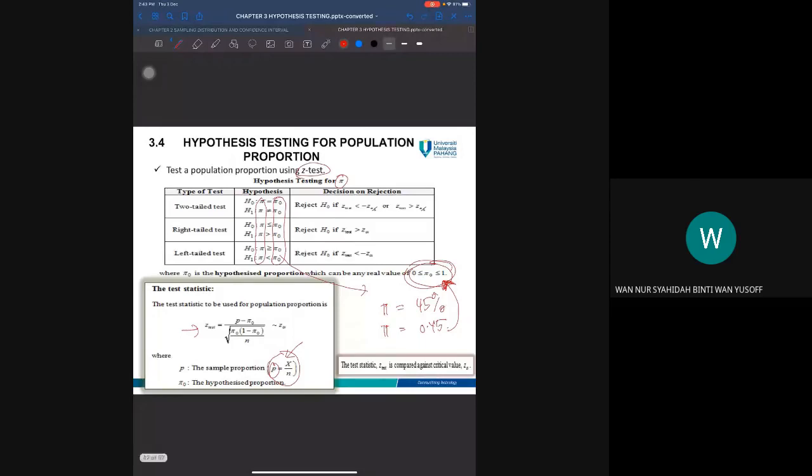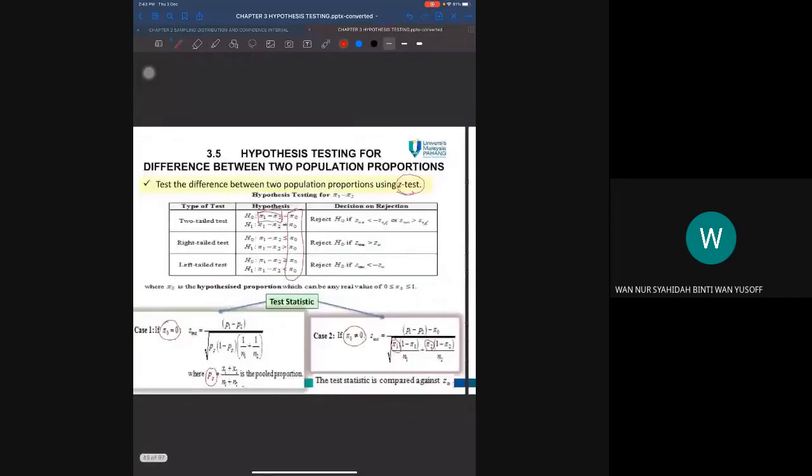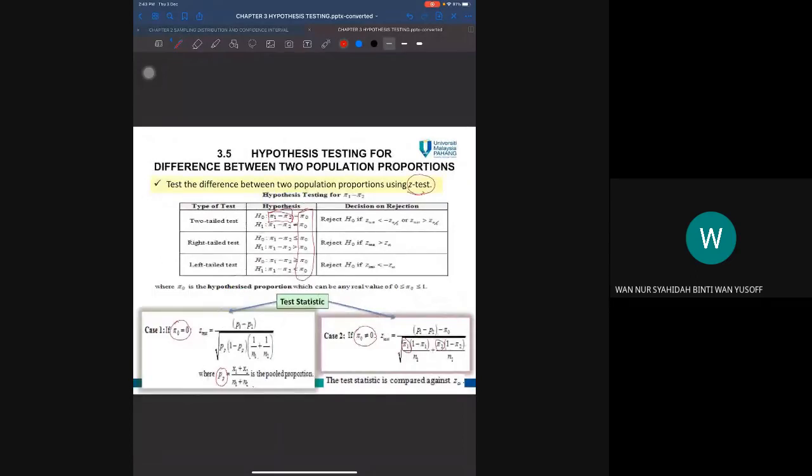We discuss this subtopic in exercise 3.5. Here we have two population proportions, so we have pi1 minus pi2. Similar to when we do the independent sample, you have to decide later in the question which one should be the first population and which one should be the second population.